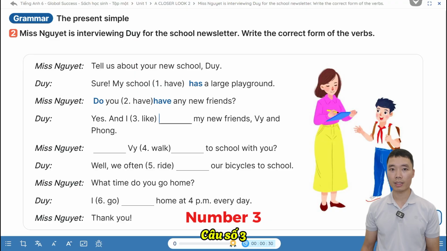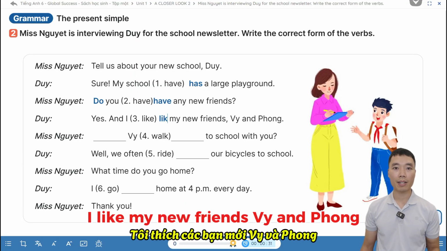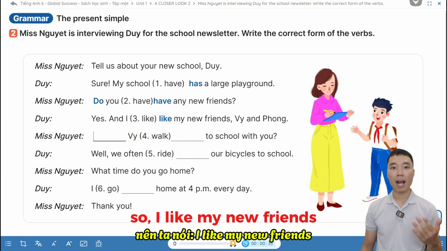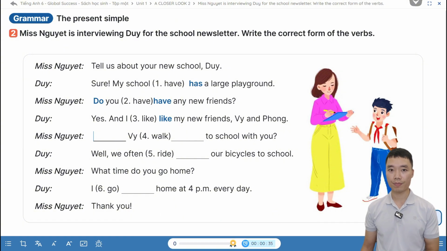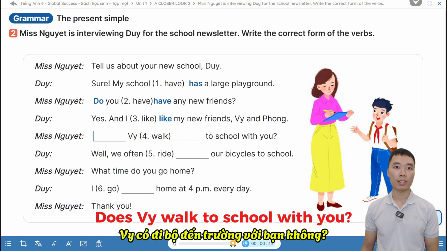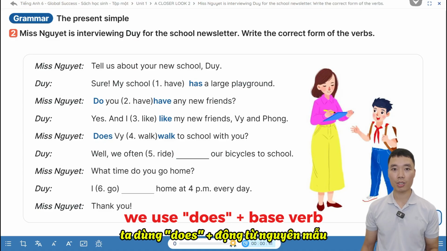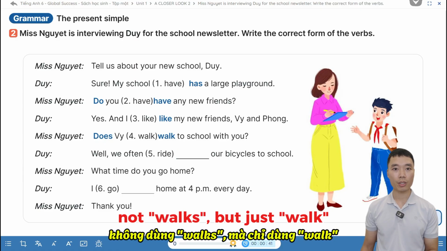Number 3. I like my new friends Vy and Phuong. We use like with I, just the base verb. So, I like my new friends. Number 4. Does Vy walk to school with you? Vy is she, so in questions we use does plus base verb. Not walks, but just walk.